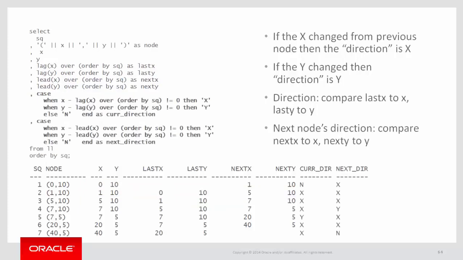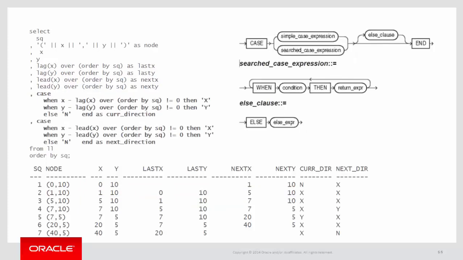We can do this in SQL using the case expression. Case in SQL looks pretty much like case in any programming language. Here's the syntax. In this case, we're using a searched case expression. It's case, when x minus lag x over order by sequence is not equal to 0, then the direction is x. Or when the y has changed, then the direction is y. Else, n. That gives us the current direction, then comparing to lead x gives us the next direction.